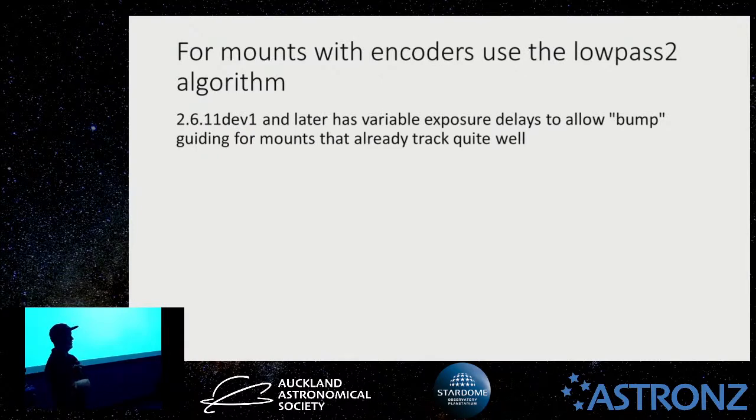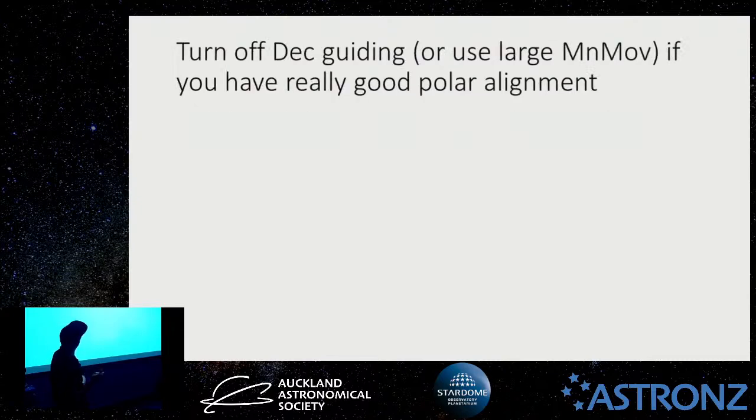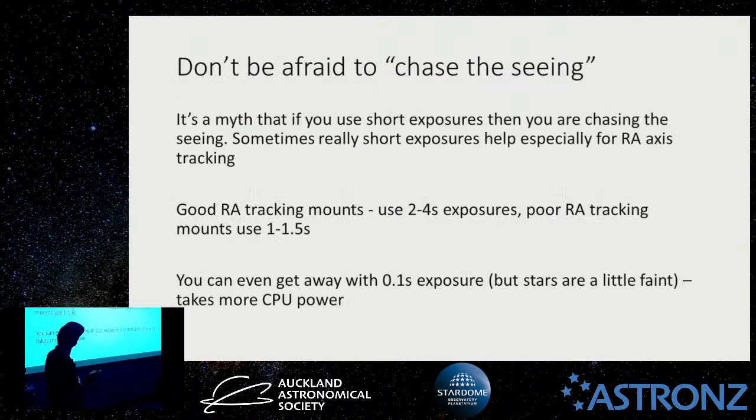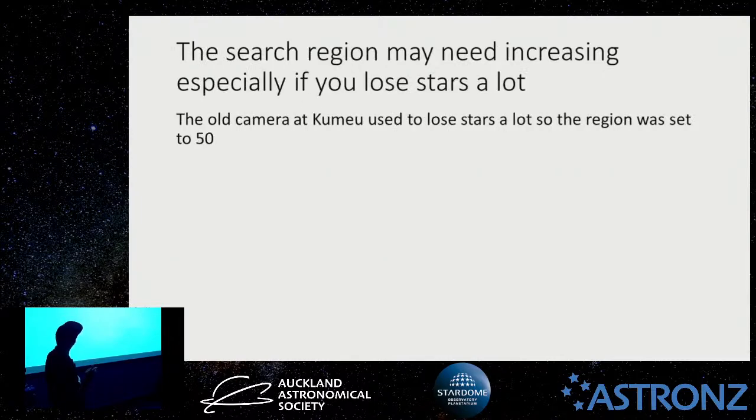For mounts with encoders, if you've got lots of money, use the low pass 2. They say don't chase the seeing, which means don't use low exposure values, but try it, because I find low exposure values, less than half a second, work quite well with my mount. If you lose stars a lot, you may need to change the search region.